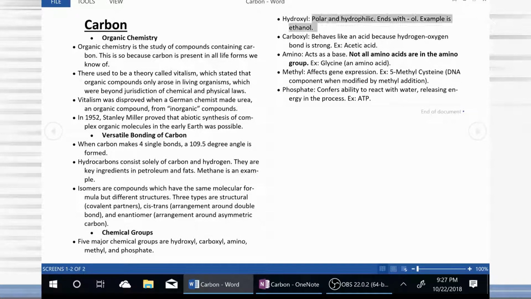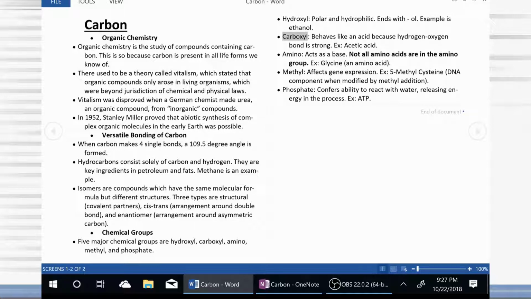So hydroxyls are always polar and hydrophilic, which means that they tend to have high electronegativities and they like to interact with water. And so the names, when they're written out, always end in OL. That's why they're also known as alcohols. So when you hear about alcohols, that compound is usually a hydroxyl. A good example is ethanol, which is being considered for use as a biofuel.